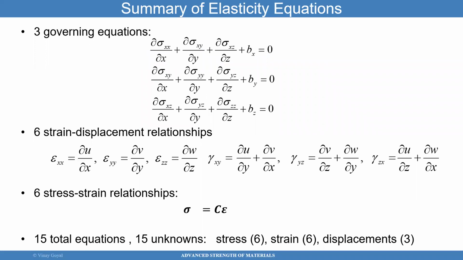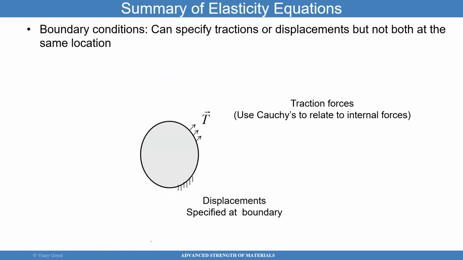There are 3 governing equations, 6 strain displacement relationships, and 6 stress strain relationships, as we discussed in the previous lecture. So there's 15 equations, 15 unknowns, and so we're ready now to solve for stress, strain and deflections. What are the equations? I have all these equations, but I also have boundary conditions.